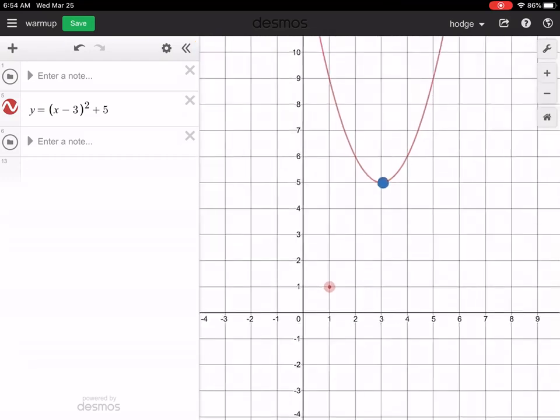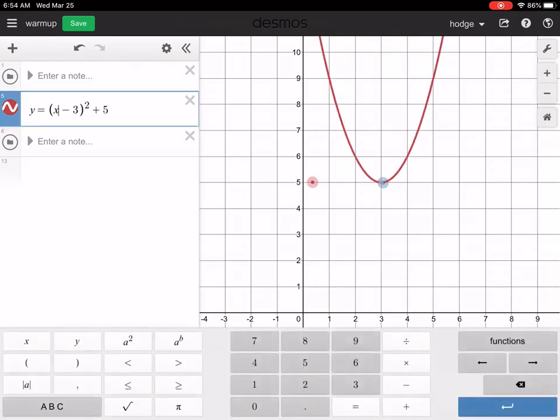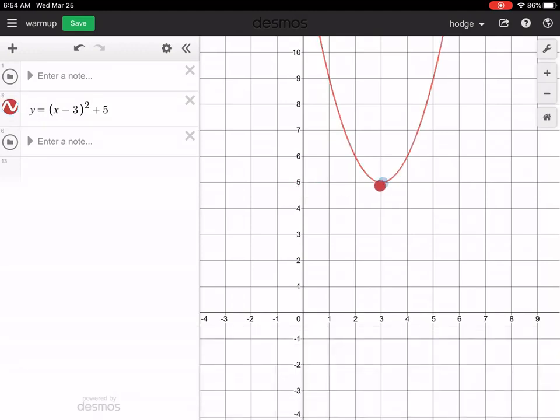If you look at the graph, that middle point or vertex is right there where the x value is 3 and the y value is 5. That's also in the equation. If you plugged a 3 in for x, that would make the parentheses 0. And then adding 5 to that would give us a y value of 5. So y value is 5 at the vertex, x value is 3 at the vertex.